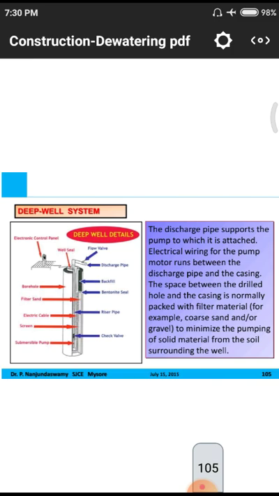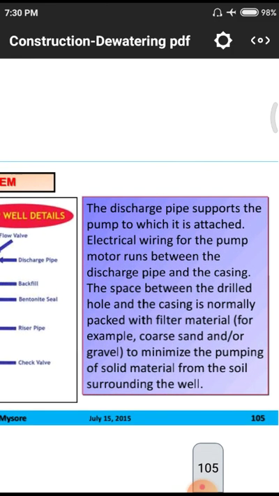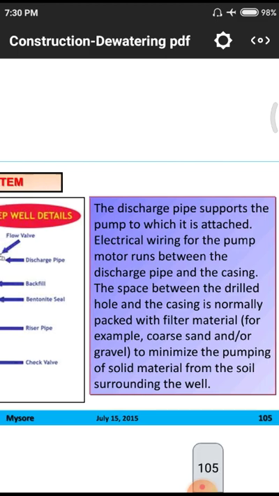Next, how a deep well system works. The discharge pipe supports the pump to which it is attached. Electrical wiring for the pumping motor runs between the discharge pipe and casing. The space between the drilled hole and the casing is normally packed with filter material, for example coarse sand, to minimize the pumping of solid materials from the soil surrounding the well.